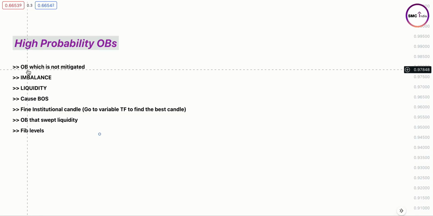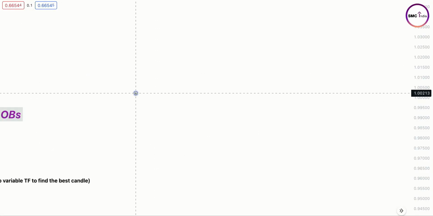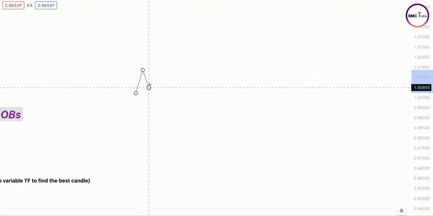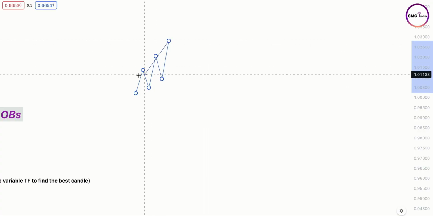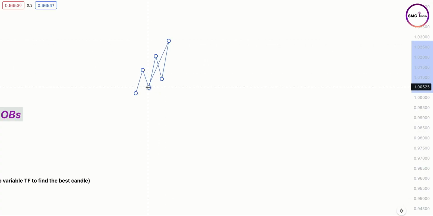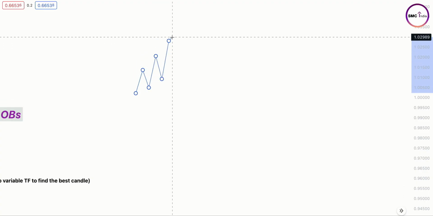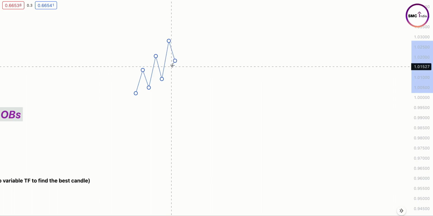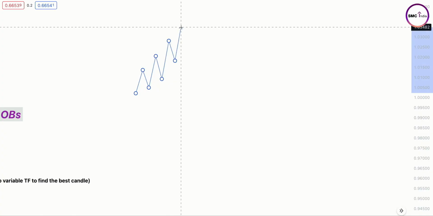So the first confluence is the order block which is not mitigated. You know that when the price moves, I'm considering it for an uptrend, the price moves up, comes back to this order block here, mitigates this order block, and then shoots up again. But sometimes what happens is that the price comes down but does not mitigate this order block, creating another order block here and then shoots up again.